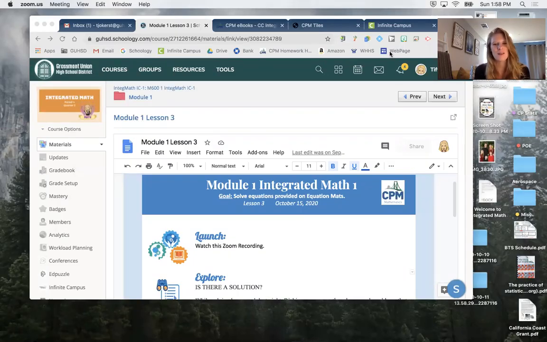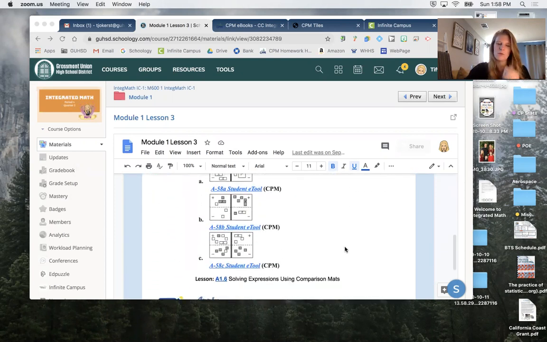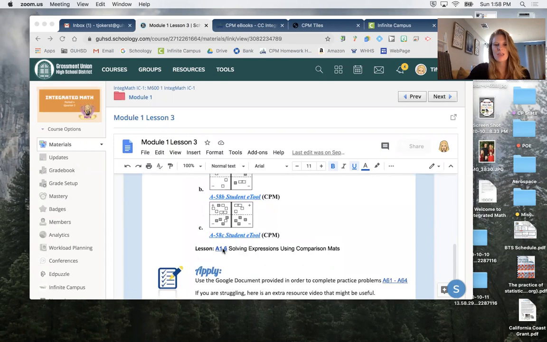Okay, we are now on Module 1, Lesson 3, and today we're going to talk about setting up equations using the equation mats. So we will be opening the CPM. If you haven't done so already, you might want to click on the A1.6. That will have you log into CPM.